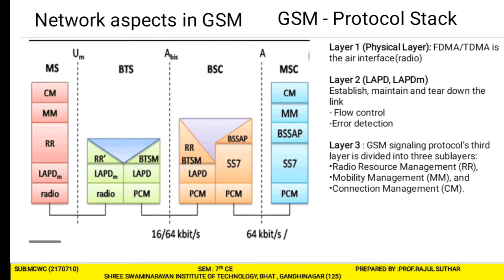Then the second layer, the data link layer. Signaling and control data is communicated by layer 2 and layer 3. The data link layer checks the flow of the data packets sent to layer 3. The data link control protocol is known as LAPD, where M indicates the modified version of LAPD.